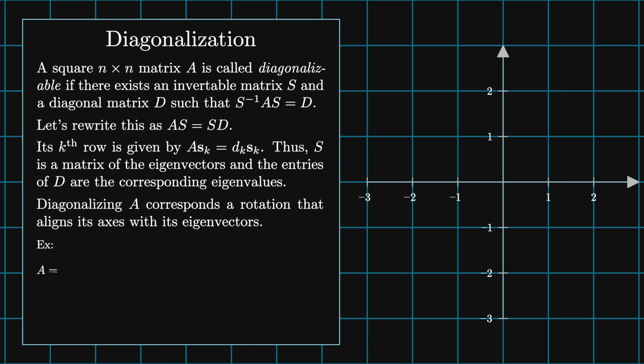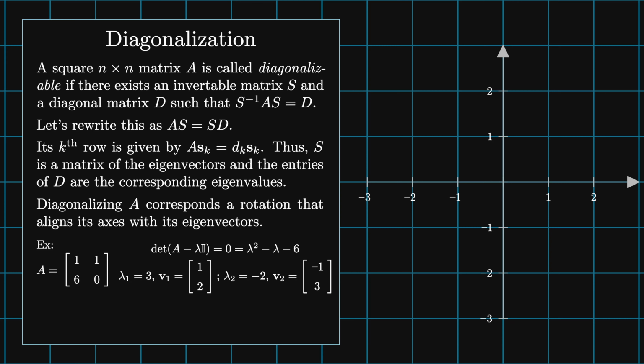For example, let's diagonalize the matrix 1, 1, 6, 0. The characteristic polynomial lambda squared minus lambda minus 6 has two roots. Lambda 1 equals 3 and lambda 2 equals minus 2. The eigenvectors are given by 1, 2 and minus 1, 3, respectively.